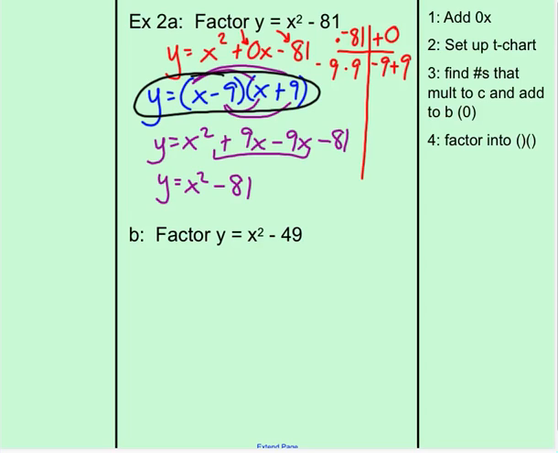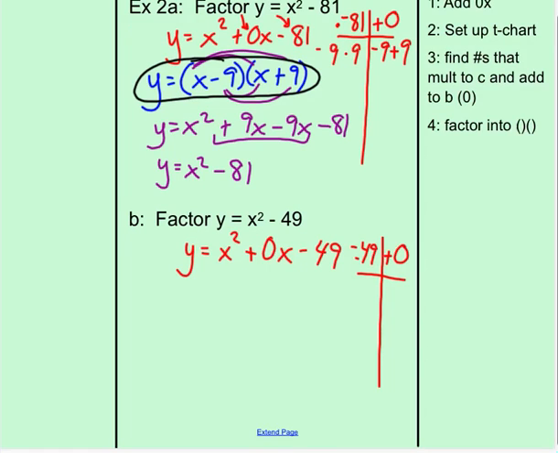Last example on this first special case, we're going to see one more special case. So we're going to start by adding in that 0x, setting up our t-chart, what multiplies to negative 49 and adds to 0. Again, they have to be the same number, so what multiplies to negative 49 is 7 times 7. One of them needs to be negative. 7 plus negative 7 cancel or add to 0. So when we factor our equation, we get y equals x plus 7 times x minus 7.